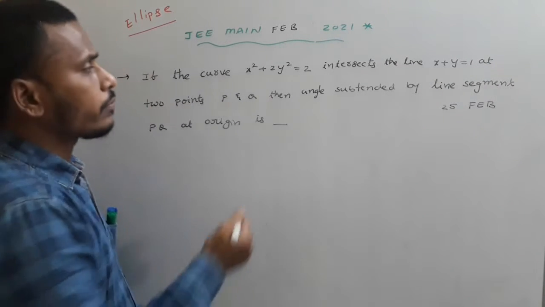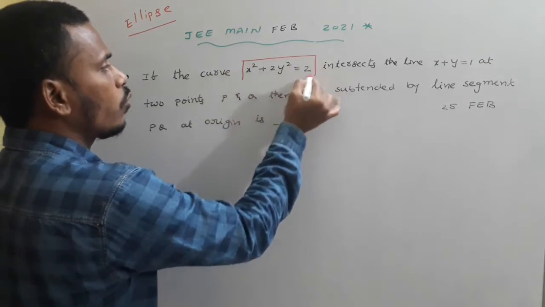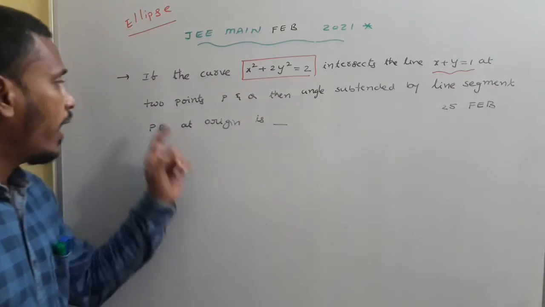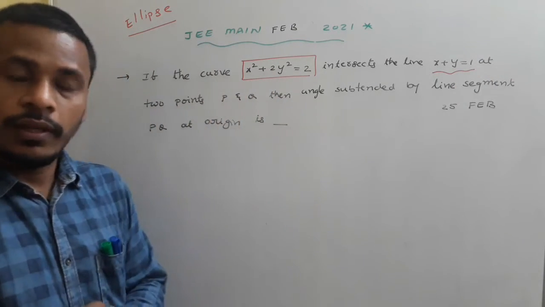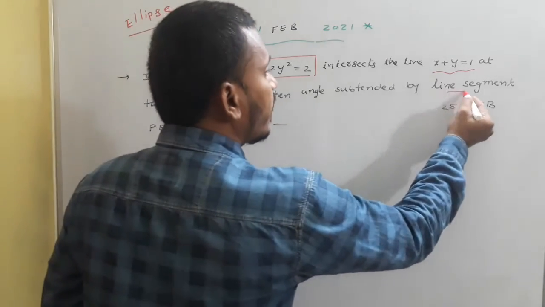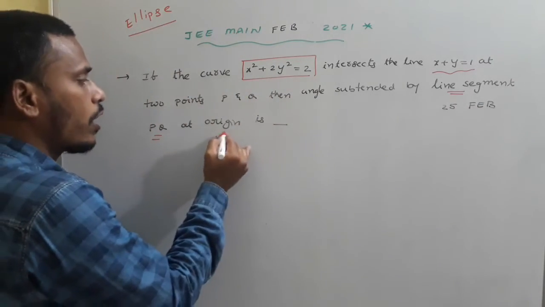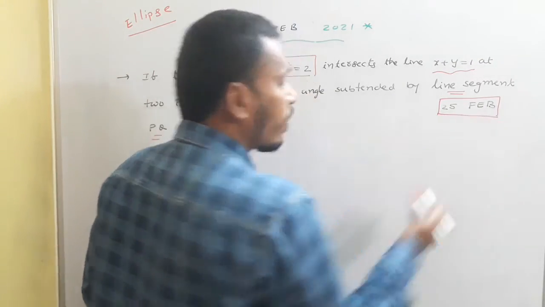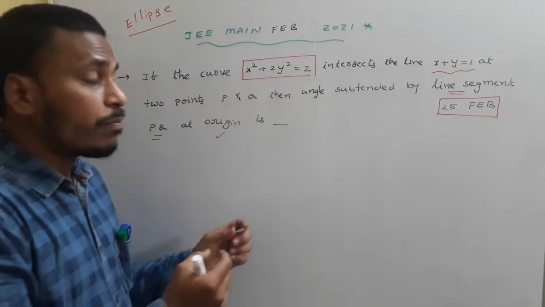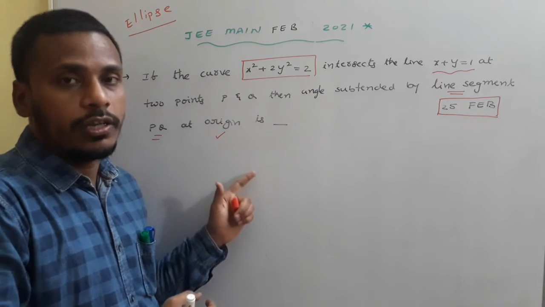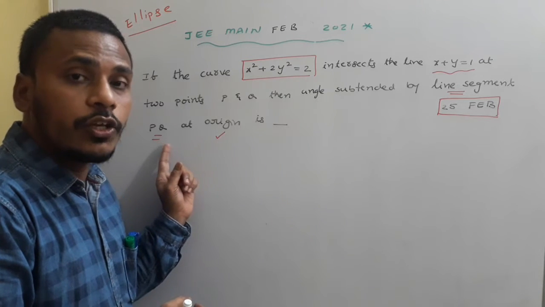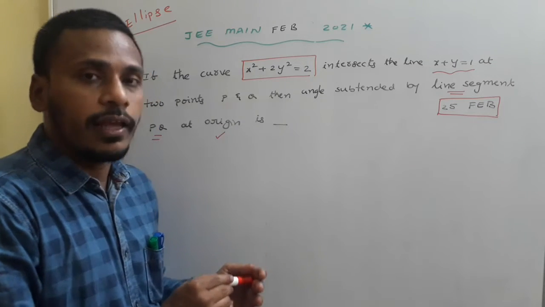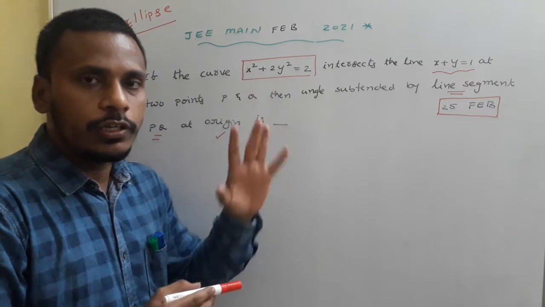If the curve x square plus 2y square is equal to 2 intersects the line x plus y is equal to 1 at 2 points P and Q, then the angle subtended by the line segment PQ at origin is... This question was asked on 25th February. Our task is to find the angle subtended by the line segment PQ at origin. What are P and Q? P, Q are the intersection points of this curve with the line. This curve is basically an ellipse, we know it.